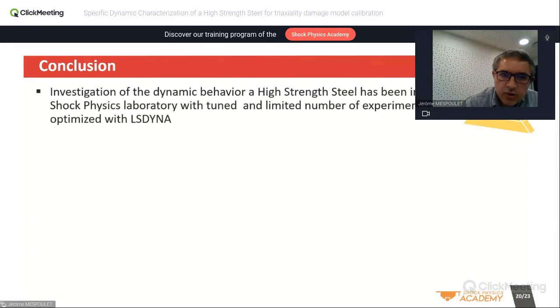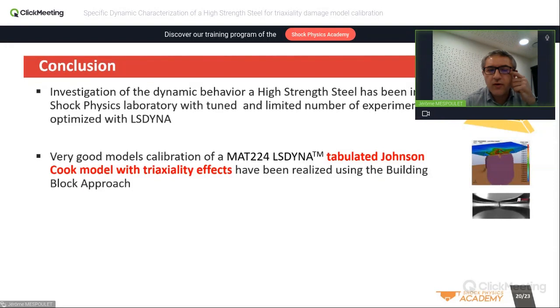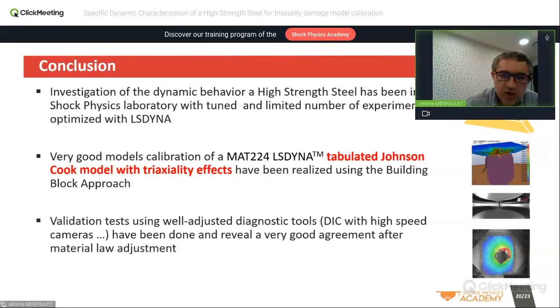So in terms of conclusion, we investigated the dynamic behavior of iso and steel in our shock physics lab. We've done a limited number of experiments, and they were optimized using LS-DYNA. We have shown very good model calibration of this material model, the tabulated Johnson-Cook model with triaxiality effect. And we did it using this building block approach to minimize the number of tests and to optimize the calibration after. And we have performed some validation tests using well-adjusted diagnostic tools. It is very important to have good data to compare after with the simulations.